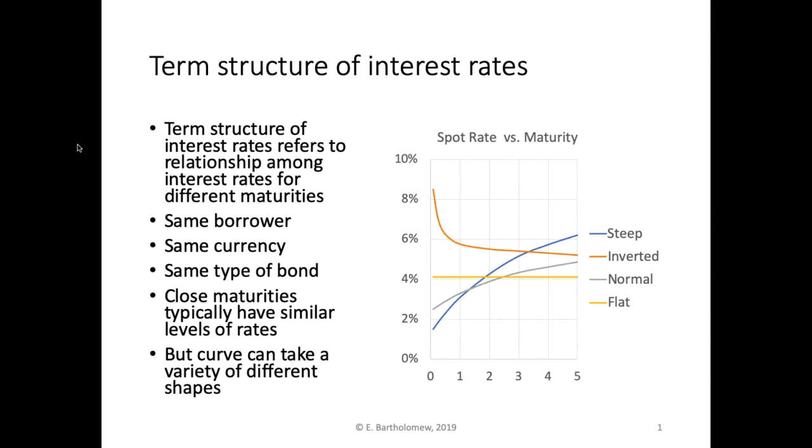The chart on the right shows cyclical patterns that we would see. So the curve might be steep with longer maturities having much higher yields than shorter maturities. It can be inverted. It can be what is so-called normal shape, which means modestly upward sloping, or it can be flat.